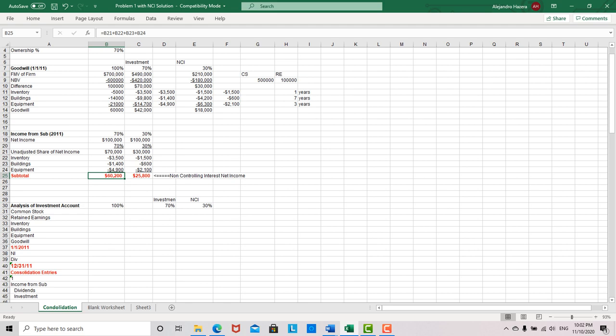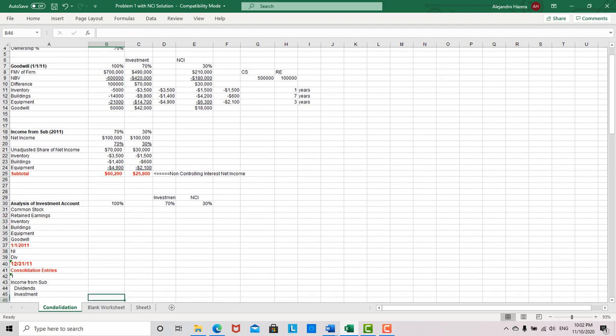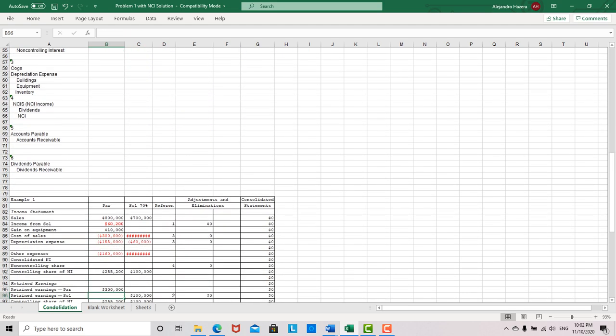So we got 60,200 in income. If the parent is using the equity method, that's the income it should have. Notice it matches. There's income from sold, 60,200. Always match them up. You know you're going in the right direction.